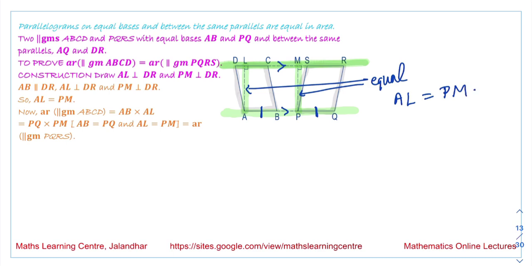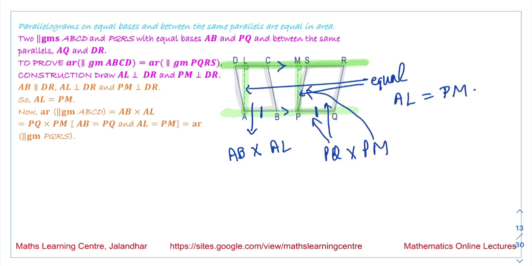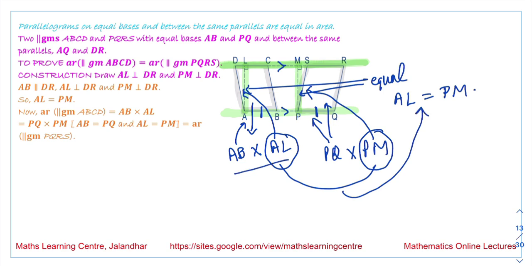Both these distances will be equal. That is, the distance between two parallel lines is equal at every point. So when we have to calculate the area of this parallelogram, it is AB into AL. We will calculate the area of this parallelogram, it is PQ into PM. This is base into perpendicular. What we have is that AL and PM are equal to each other, so we get that the area of both the parallelograms is equal.